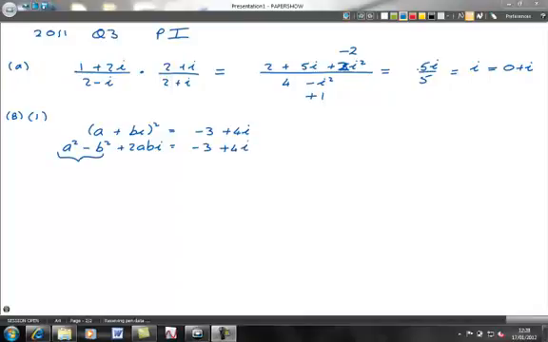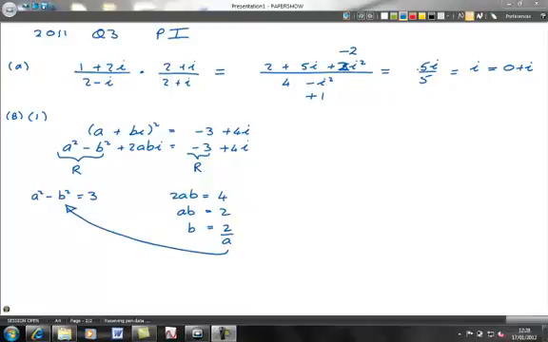Reals with reals, imaginaries with imaginaries, so you'll have a squared minus b squared is equal to minus 3, and you'll have 2ab is equal to 4, ab is equal to 2, and it's up to yourselves then what you decide to do. I'm going to solve for b, so b is equal to 2 over a. You're going to take that, you're going to square it out, and it's going to go in there.